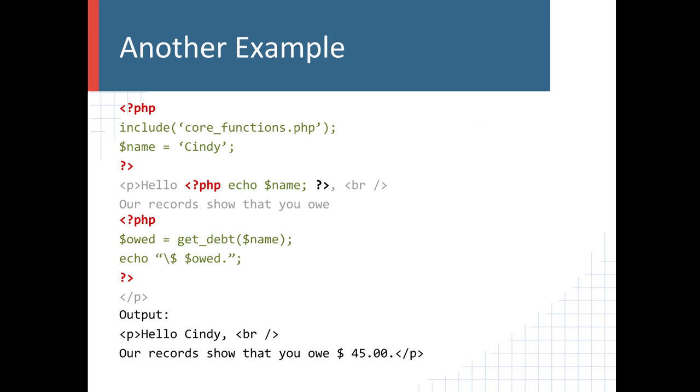In this case, we are using a functions page that has a function in it called get_debt. We pass the function the name of the user and it returns a value of what is owed by that user. While we could write the function on the page itself, it is smarter to include the page that has the function so that we can use the function in multiple places on multiple pages.